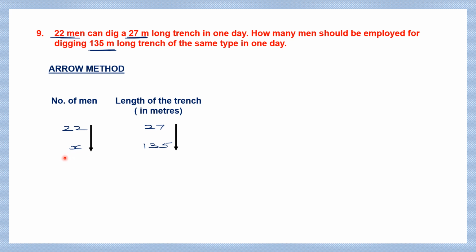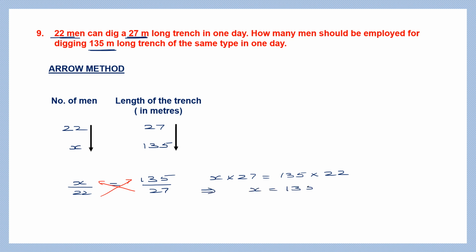And now to write out a mathematical equation, here we have to look at what is close to the arrowhead and that has to be written first. So we have x by 22 is equal to, similarly here also, 135 by 27. Now we cross multiply these two and then we write this as x into 27 is equal to 135 into 22. Now to find the value of only x, we say 135 into 22 divided by 27.